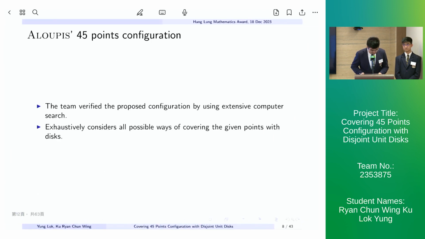The team verified the configuration by using extensive computer search, which brute-forced all the possible combinations of the disjoint disks on the plane and checked whether there exists a combination of disks that covers all 45 points in the configuration. This motivates us to try to prove the claim by the Alupis team.